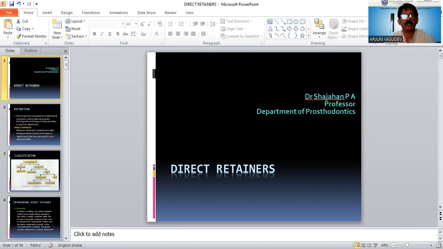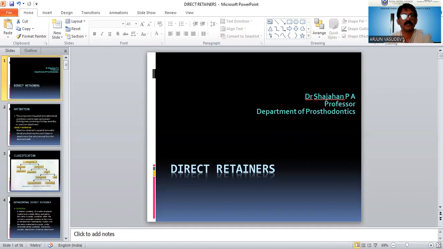This is the retentive undercut, which is placed below the height of contour, and you can see how the retentive tip is placed. And this is the reciprocal arm. You can see the reciprocal arm is kept above the height of contour. It should not pass the height of contour. If it passes the height of contour and engages an undercut, it will become a retentive component.